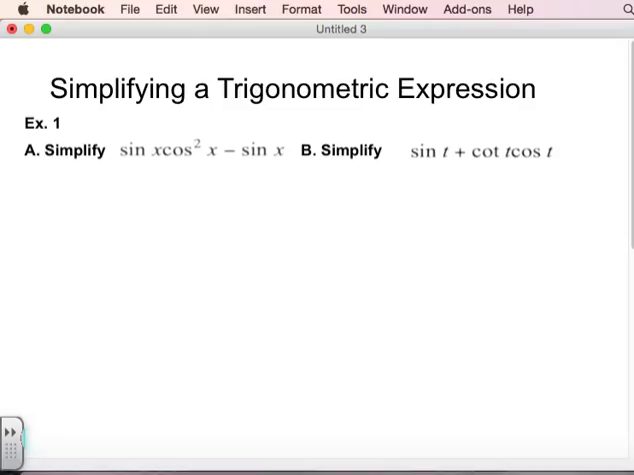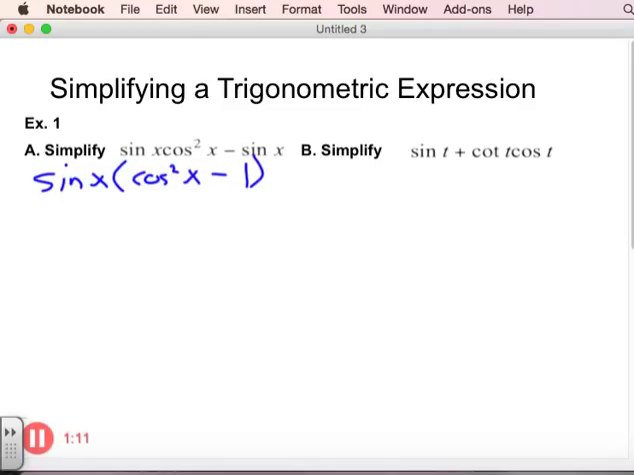Sometimes what you've got to do is factor out something that each of the terms have in common. So we can see from this problem, both terms have a sine x. So if we take a sine x out of the first term, that's going to leave cosine squared x. And if we take a sine x away from the second term, that just leaves a 1. All right, so we've got cosine squared x minus 1.